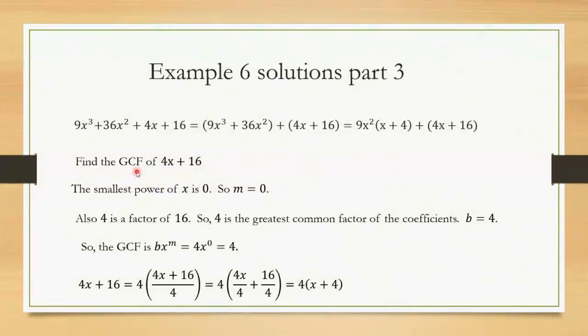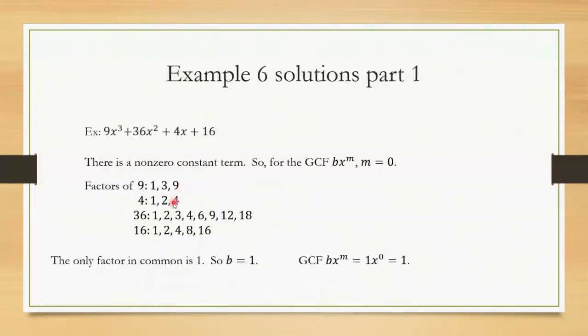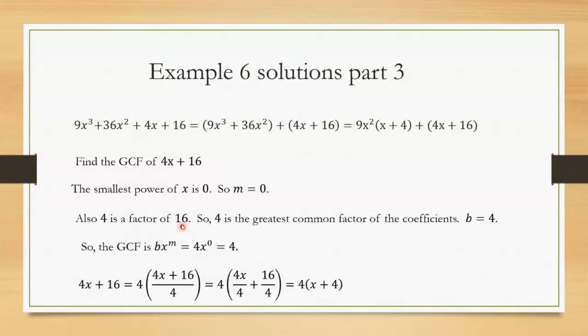For 4 and 16, if you went back and looked at it, you would see that the greatest common factor of 4 and 16 alone is 4, mostly because 4 is a factor of 16. So the GCF here is just 4. So we factor that out, and when you factor it out, you have to divide, as you can see. Okay?